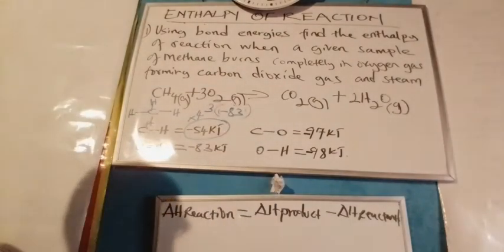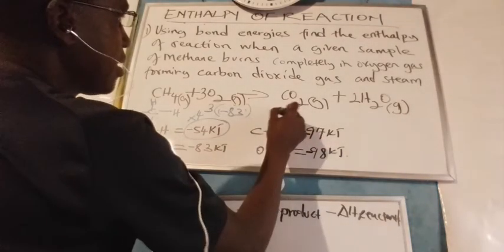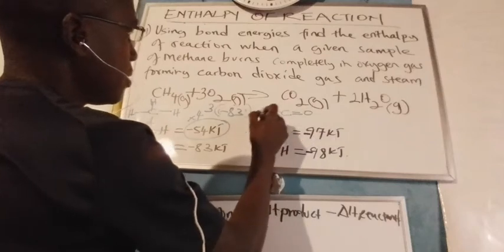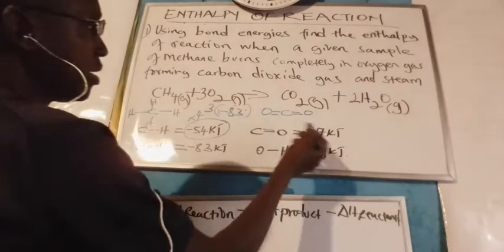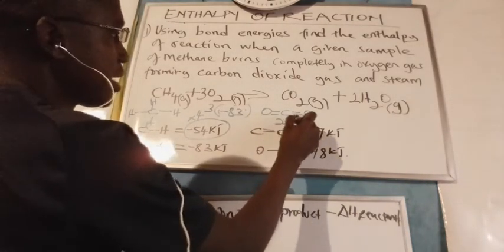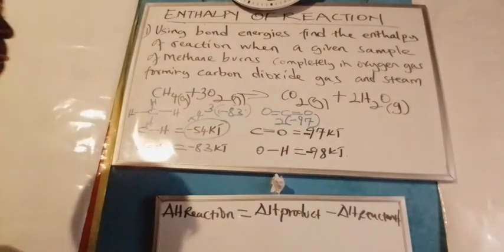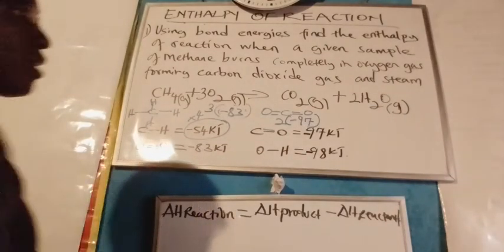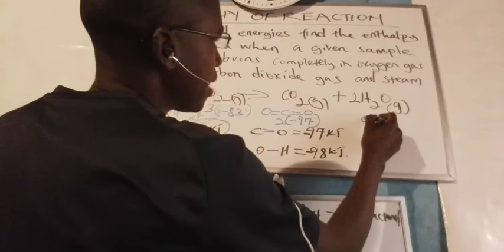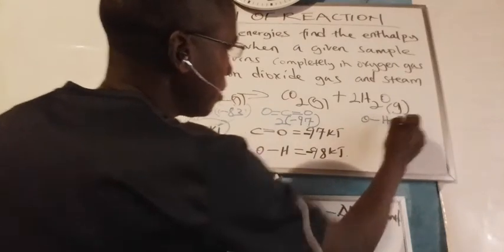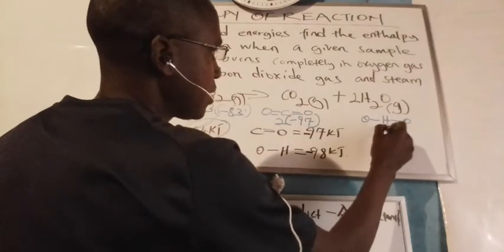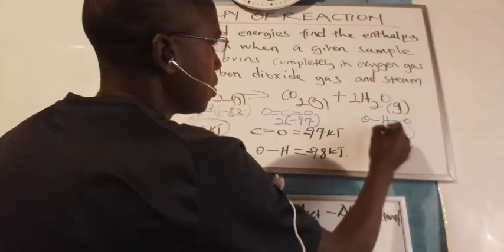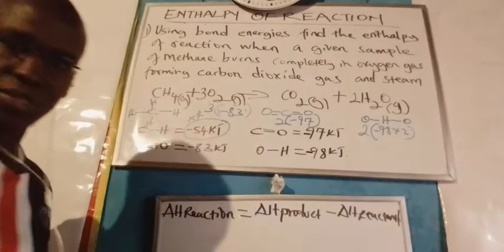And next, carbon to oxygen, we have negative 97. Again, it's carbon double bond O, assuming this is a double bond. So there are 2 double bonds of 97. So we say 2 times negative 97 kilojoules. For water, it is H and O. So we have H and O, H and O. 1 H and O is negative 98. So again we have negative 98 times 2. And there are 2 molecules also, times 2.